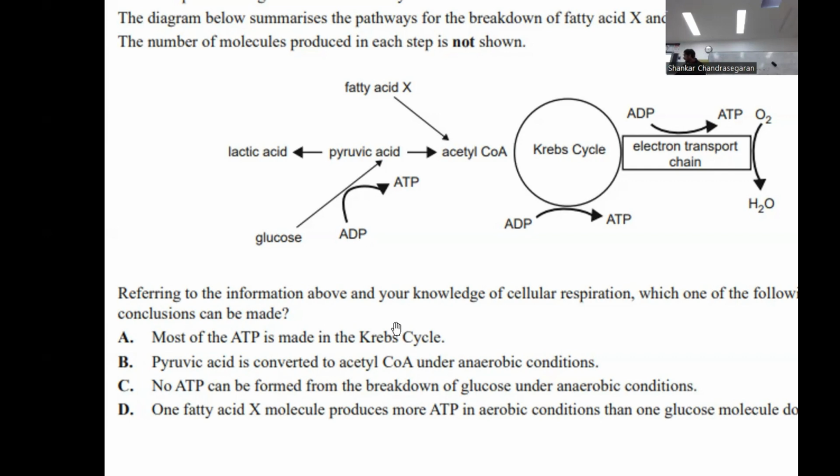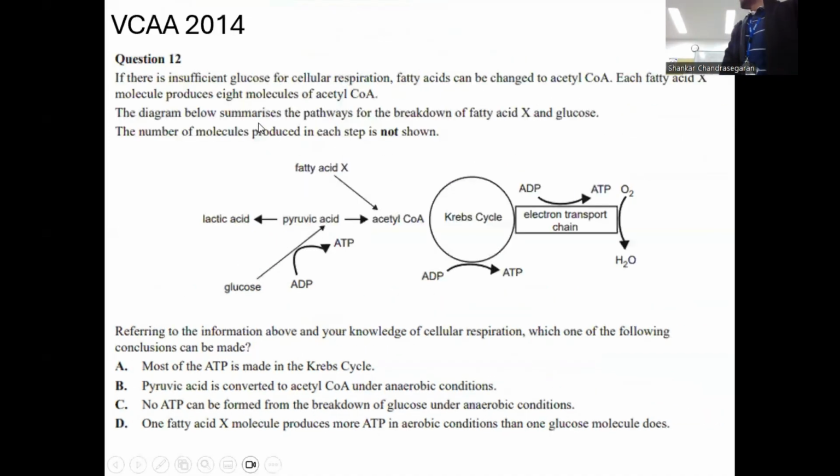D, one fatty acid X molecule produces more ATP in aerobic conditions than one glucose molecule. How do you know whether this is true or not? You need to read the description of the question. Essentially, each fatty acid X molecule produces 8 molecules of acetyl-CoA. How much acetyl-CoA does pyruvate make? Each pyruvate becomes 1 acetyl-CoA. So 2 pyruvate molecules from the first stage are made into 2 acetyl-CoAs. Here you can see that 1 fatty acid molecule produces 8 acetyl-CoA. So this does make more energy. One molecule of fatty acid makes a lot more ATP than 1 molecule of glucose.